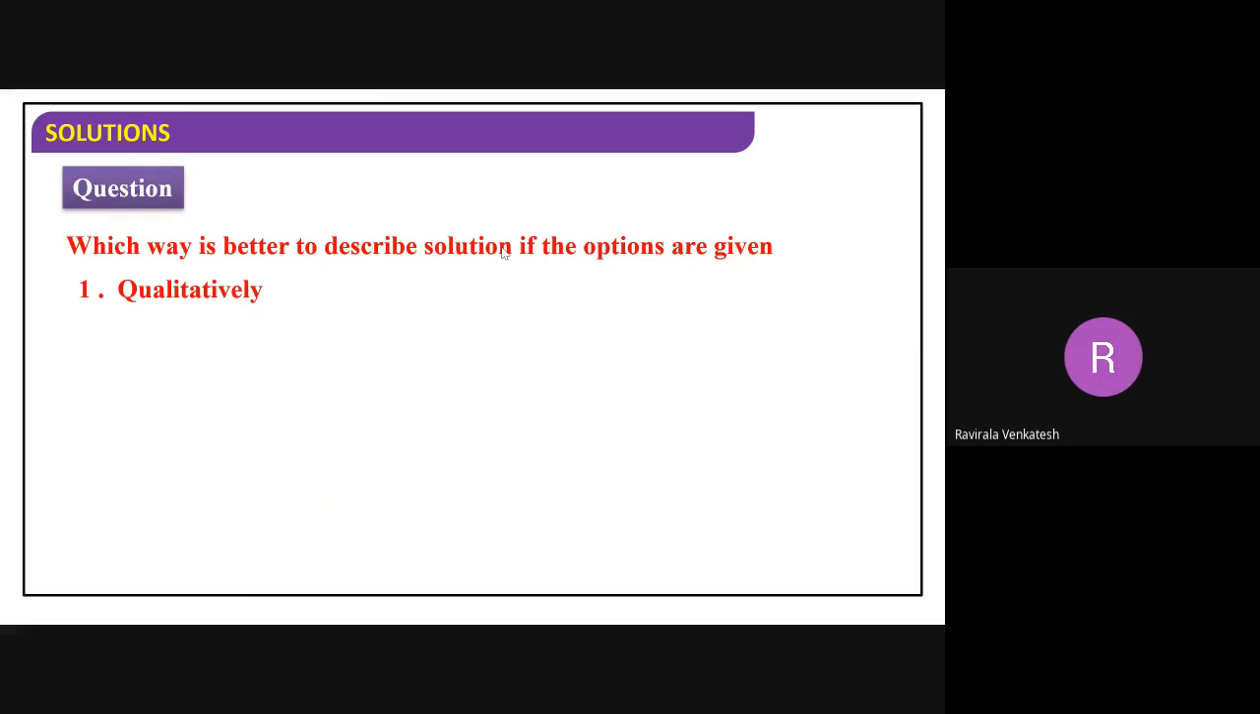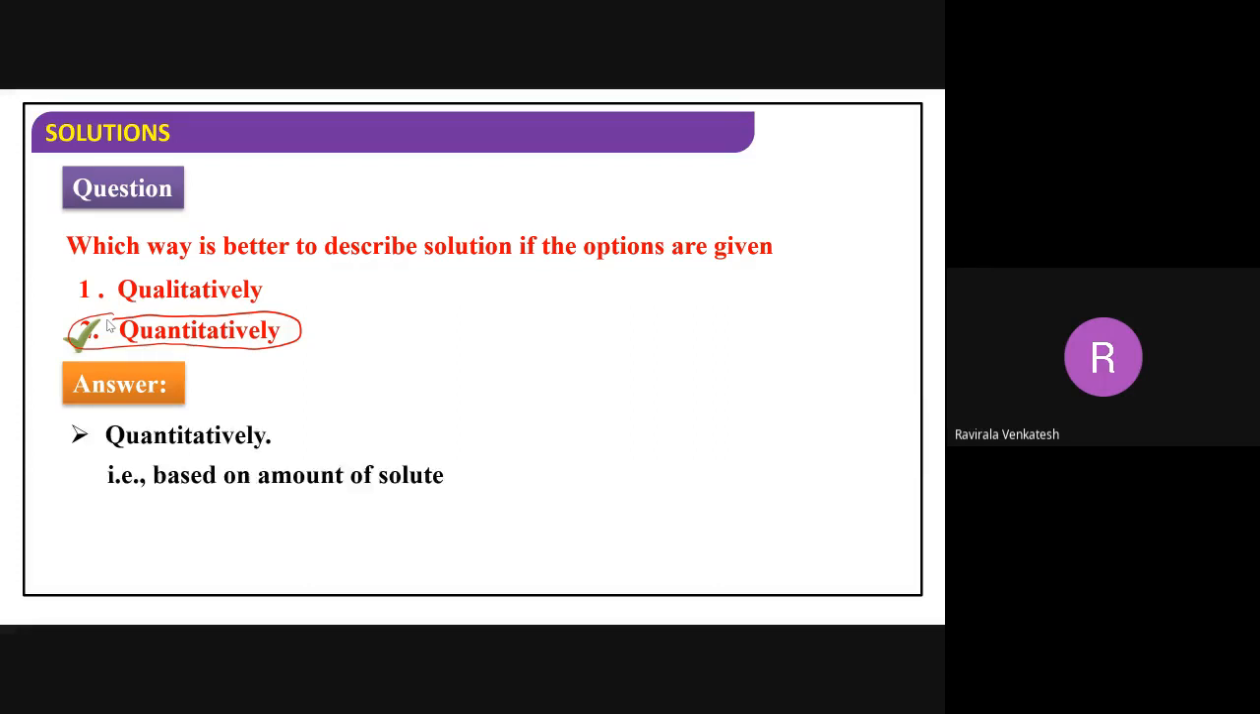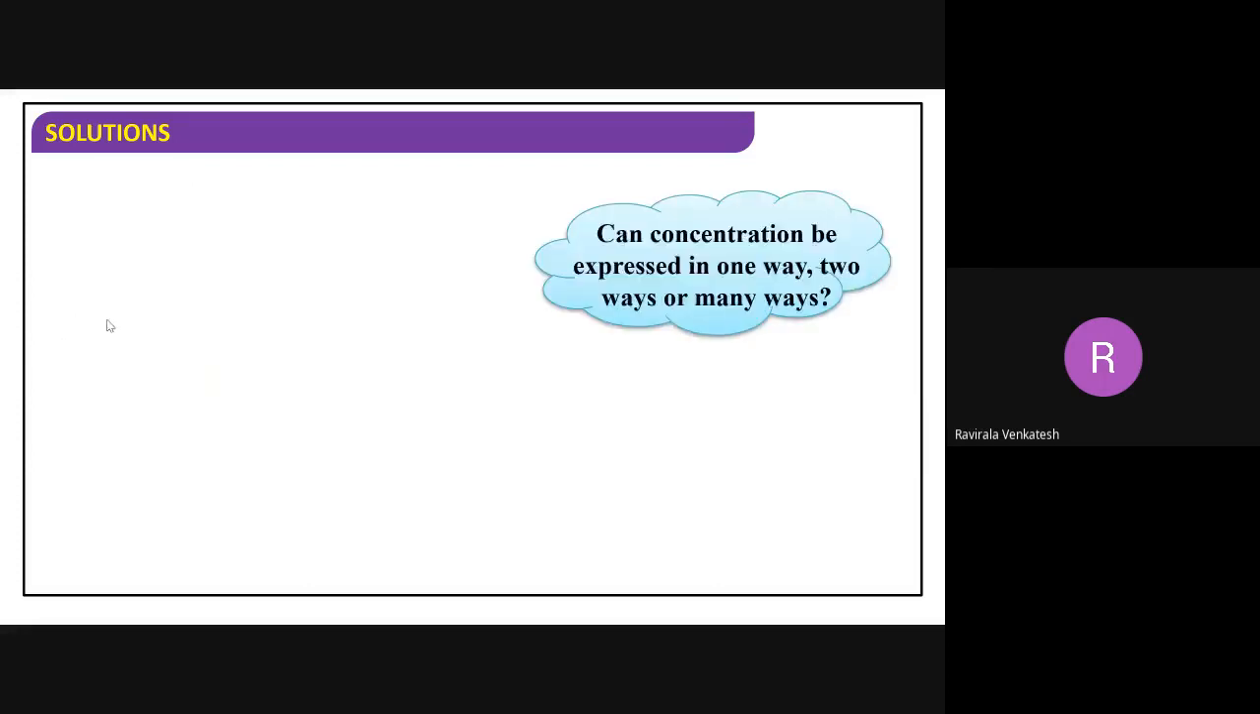Is it better to describe a solution qualitatively or quantitatively? Which one is better? Definitely quantity. By using the quantity only, we can describe the solution, how much you are adding. Quality is also useful, but quantity always makes different types of solutions.